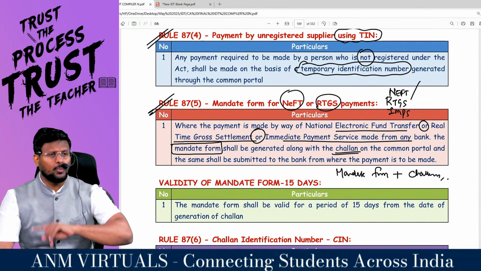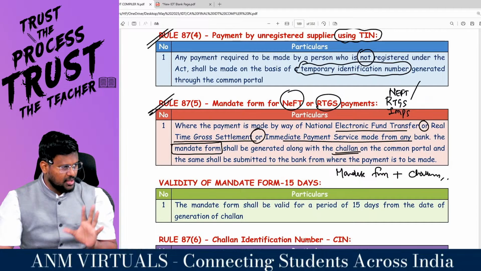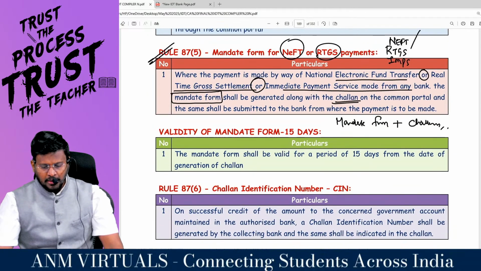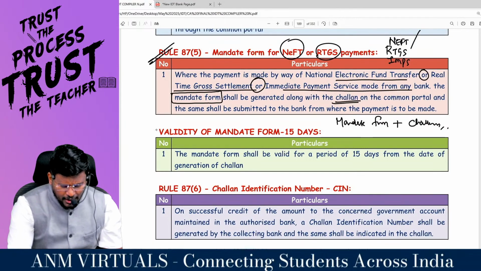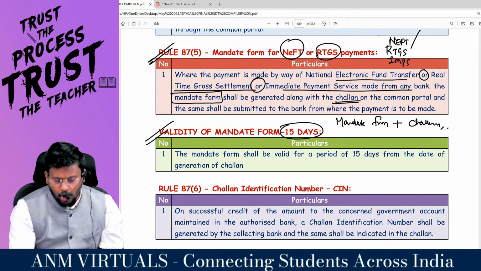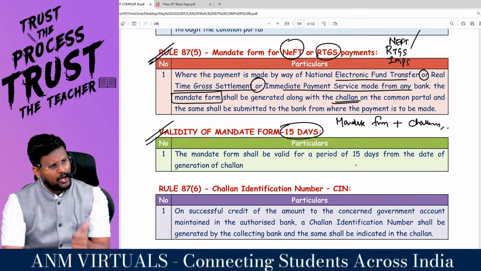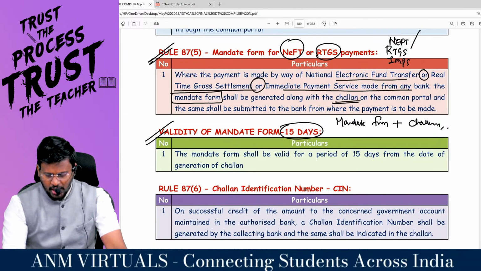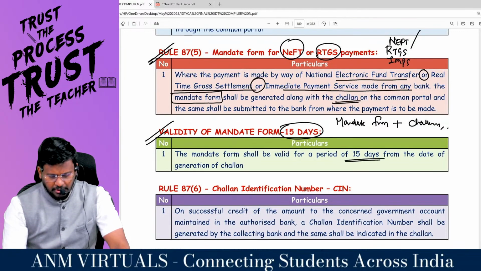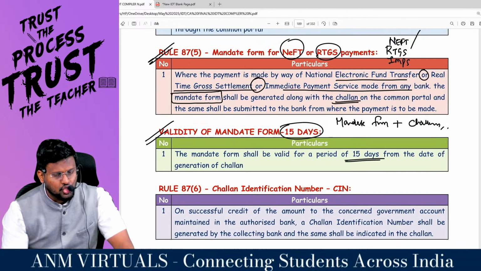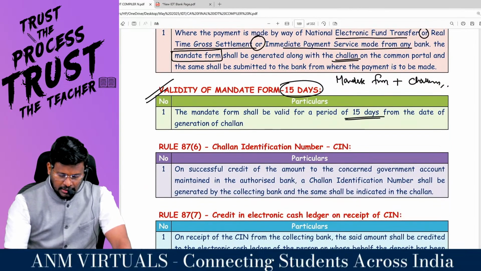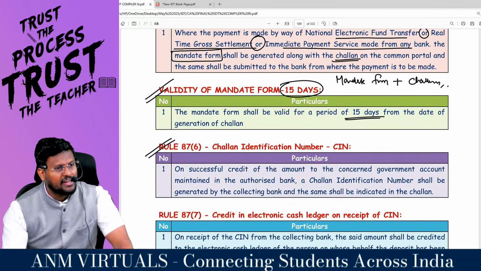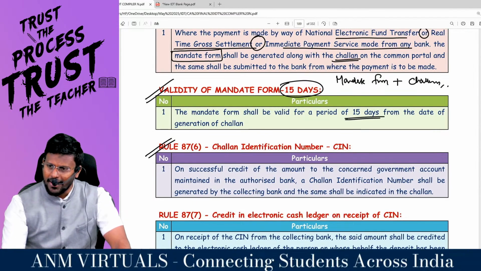If possible, I will show you how to make the payment in the GST portal. After the discussion, first we are discussing the theory part. Validity of the mandate form is how many days? 15 days. Even Challan also 15 days. Mandate form also 15 days. Mandate form shall be valid for a period of 15 days from the date of generation of the Challan. Comfortable, sir? Once you generate the Challan, CIN will be generated. Challan identification number.